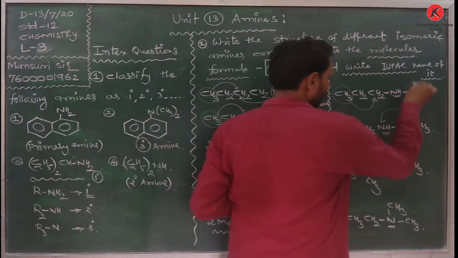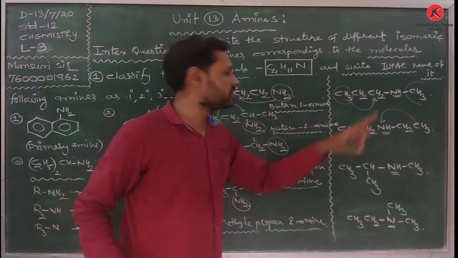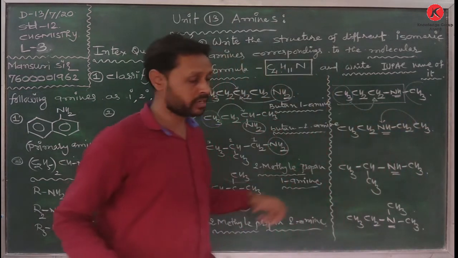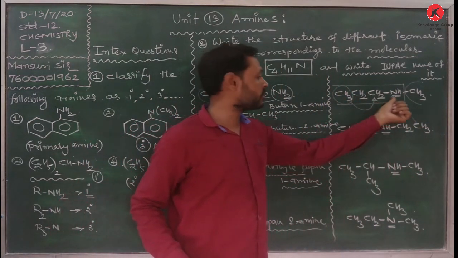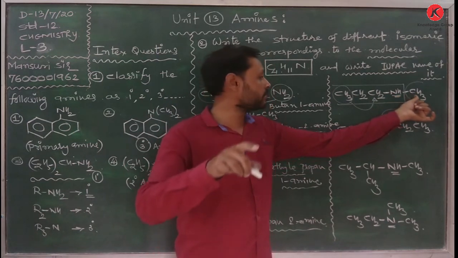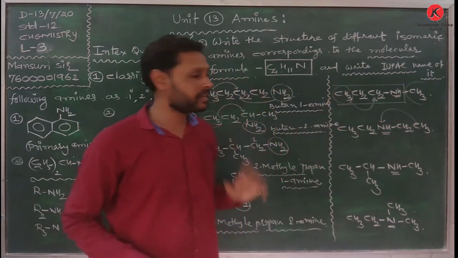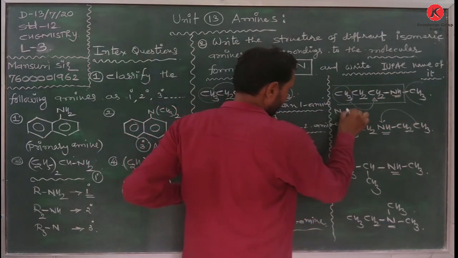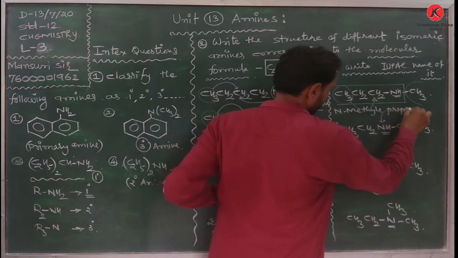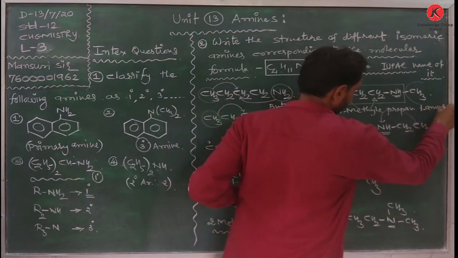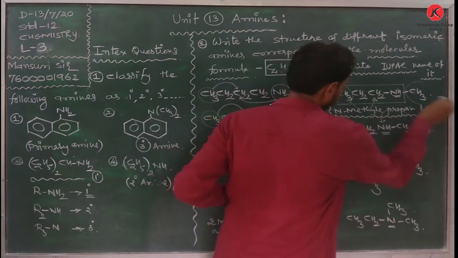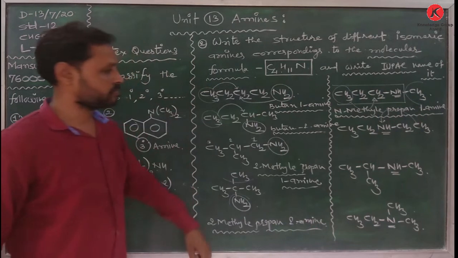Now here we use the word N-methyl. This is my methyl group. The methyl group is attached to the nitrogen and this is the longest carbon chain containing nitrogen. That is why the methyl is on N. That means N-methylpropane-1-amine. This is the IUPAC name.